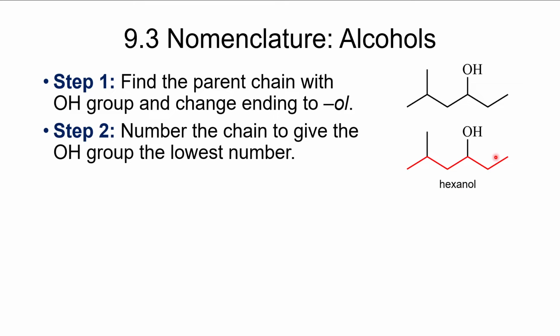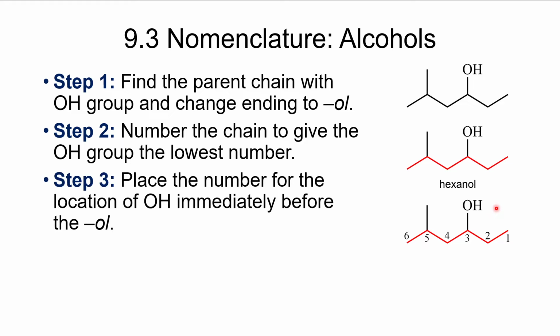So in this case, we're going to number this one from the right. So 1, 2, 3. 1, 2, 3, 4, 5, 6. When you're naming it, you want to place the number immediately before the hyphen "ol". So we're going to break up the word hexanol, and right after the end, we're going to put the location. So hyphen, the number, and then hyphen, and then "ol". It looks a little strange, but that is just how we like to do it.